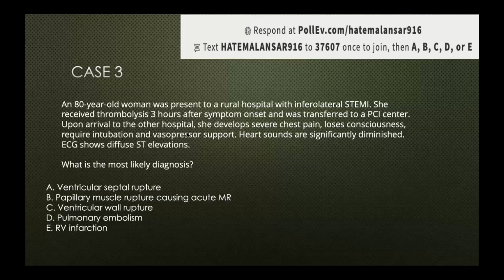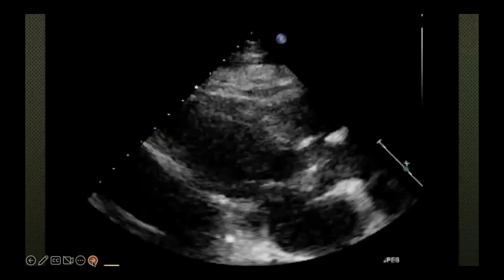Yeah, so again, all of you got it right. So this patient had an inferolateral STEMI, had thrombolysis after 3 hours of chest pain, and then she decompensated, probably had a cardiac arrest, and you can't really hear any heart sounds, and the diagnosis is ventricular wall rupture.